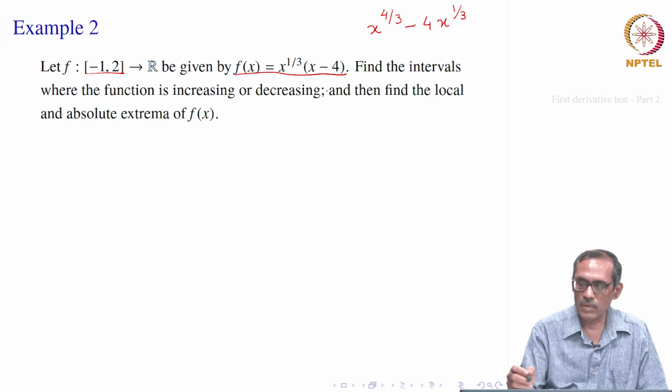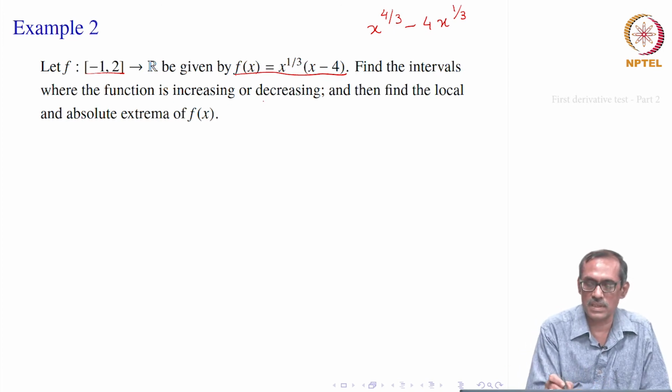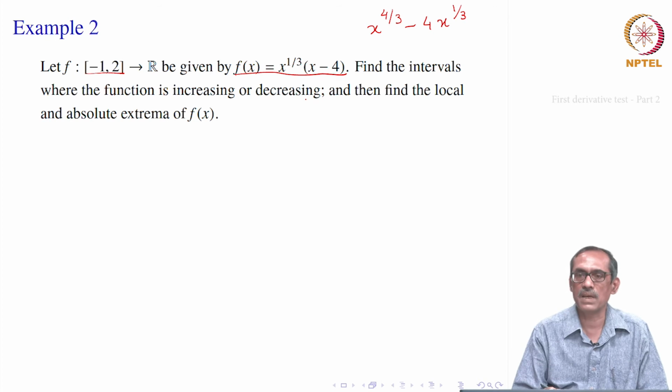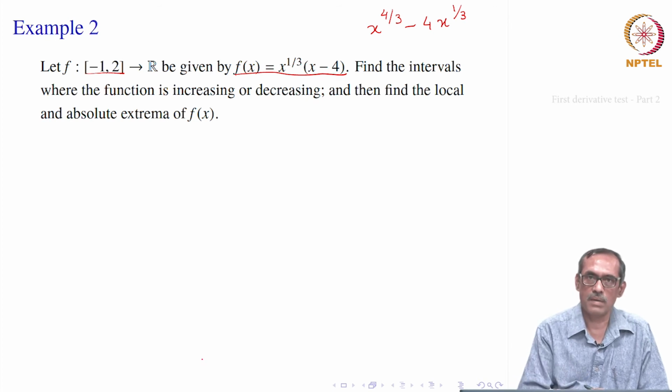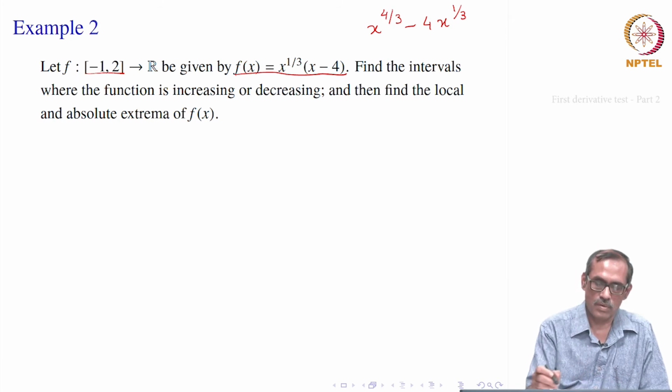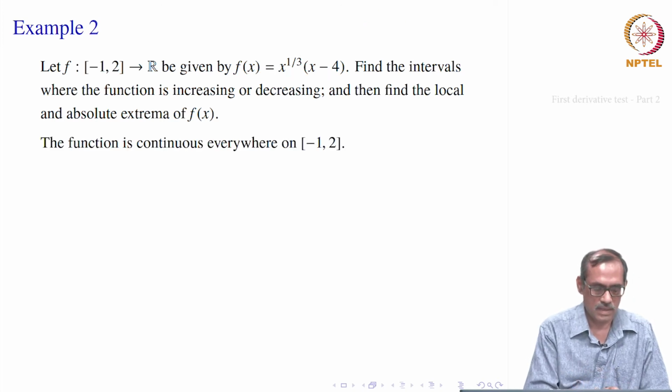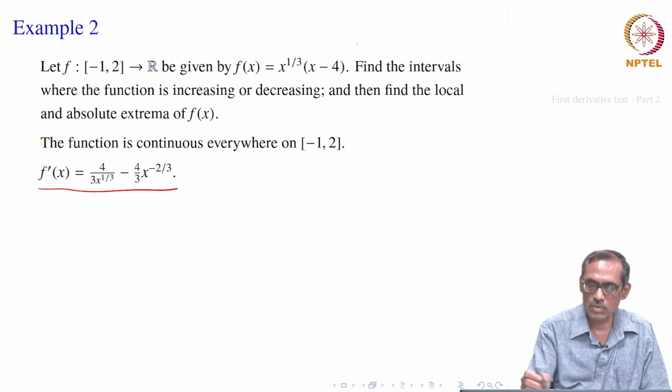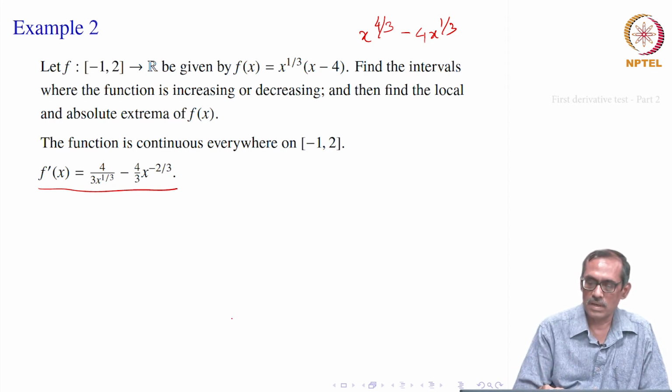Okay. Now, we are asked to find the intervals where the function is increasing or decreasing, and basing on that find the local maxima and minima, and find the absolute maxima and minima of this function f(x). Okay. So, for this we first take the derivative. So, the derivative is f prime of x equal to the derivative of x^(4/3) minus 4 times x^(1/3).